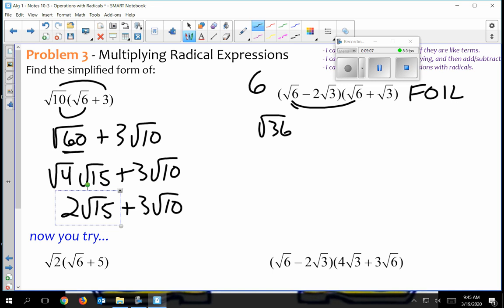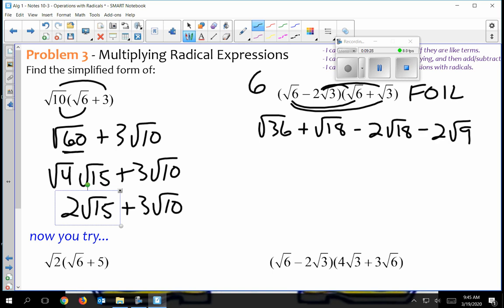That was F. Then O is the outside one, so I'm going to multiply those together. I get square root of 18. I, innermost, so I'm going to get negative 2 square root 18. Remember, multiply the radicals together. And then L, last, I get negative 2 square root of 9. Okay, so I got a lot of stuff here to think about.